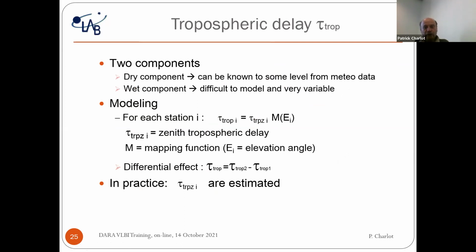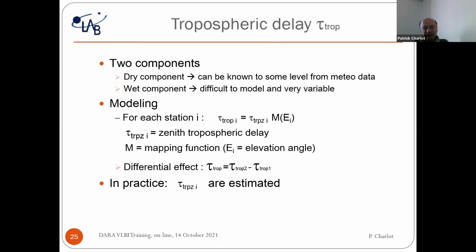Besides that, there are two components in the tropospheric delay. One that you call the dry component, which you can model at some level from the meteorological data using pressure and temperature. You can model this effect at a reasonably accurate level. But there's also a wet component, which depends on the water vapor content in the atmosphere, and this one is difficult to model, and it is very variable.